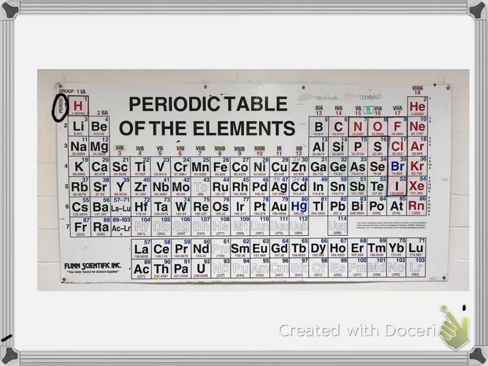So, a period is what goes back and forth. So this is a period. A period is what goes left and right, horizontal through the table. There are 1, 2, 3, 4, 5, 6, 7 periods.